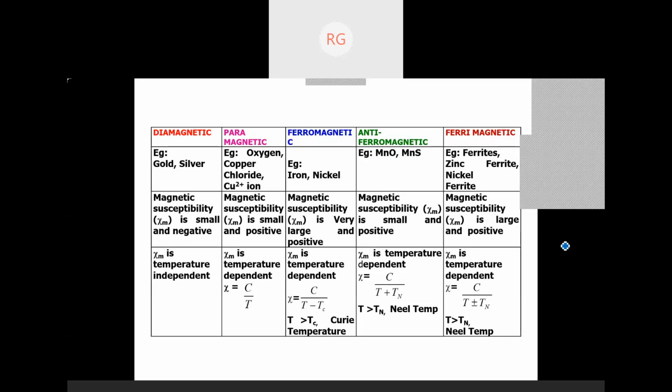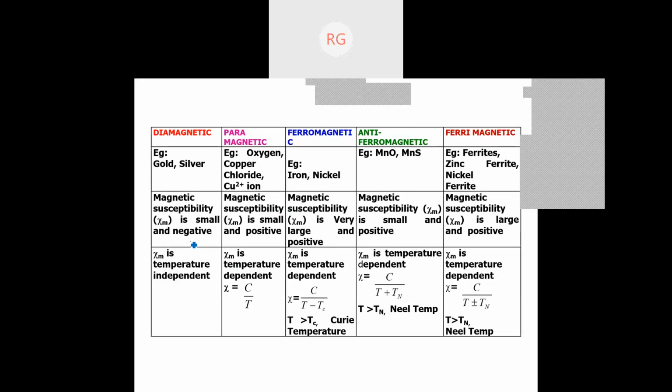And magnetic susceptibility, as we have seen, chi m is the ratio of magnetization M by H. So if I take the M by H ratio, this is negative and small. This is positive and small. This is positive and large. This is small and positive. This is very large and positive. Thereby, you can classify the materials into various categories.